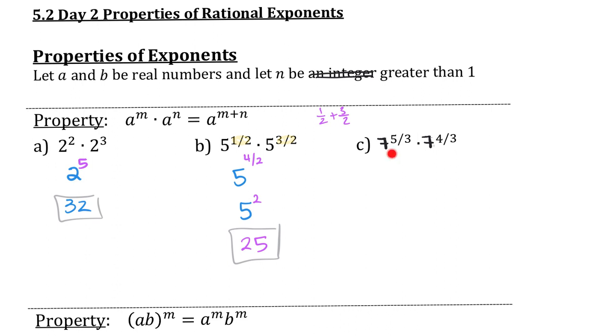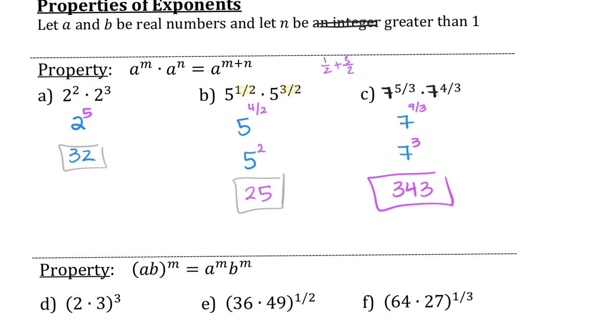Okay, let's look at this one. Since they both have a base of 7, I can rewrite this. I'm going to add the exponents. If I do 5/3 plus 4/3, I get 9/3. And we do know what to do with fractional exponents, but since 9 divided by 3 is just 3, let's make it 7 to the third. And then I can evaluate that with my calculator, and I get 343.